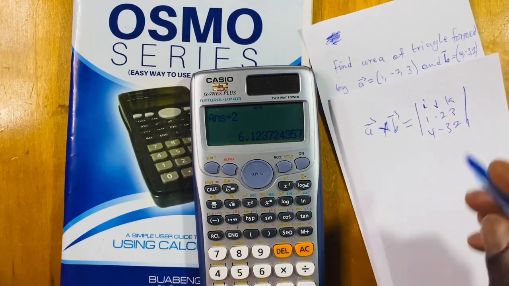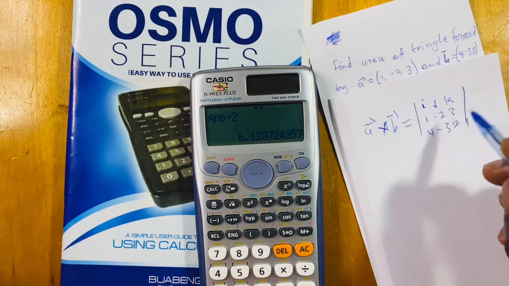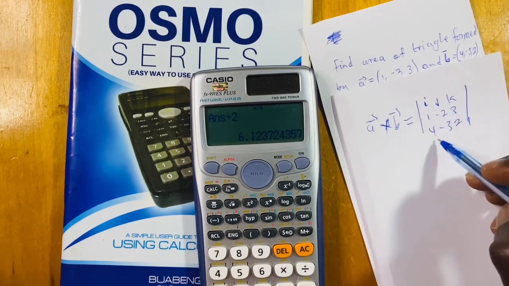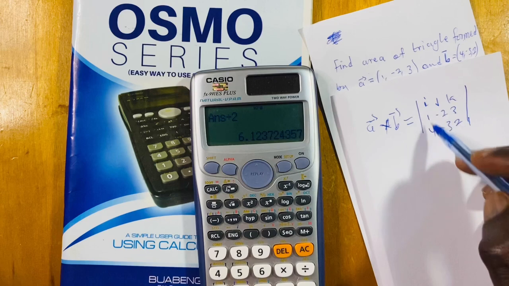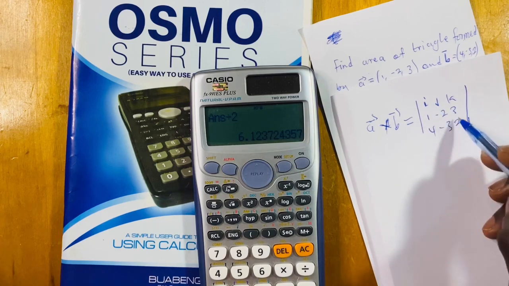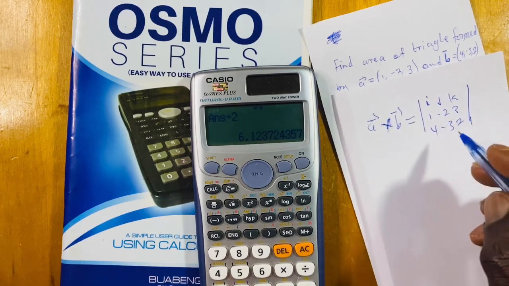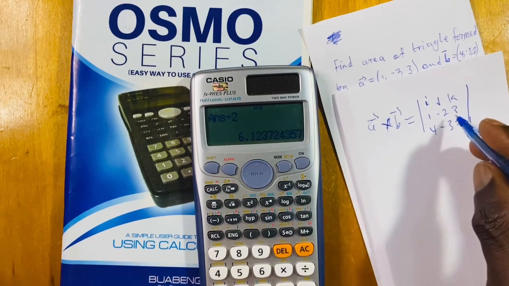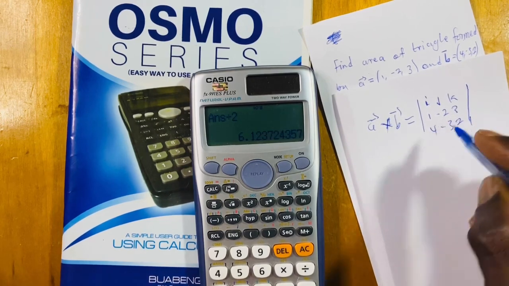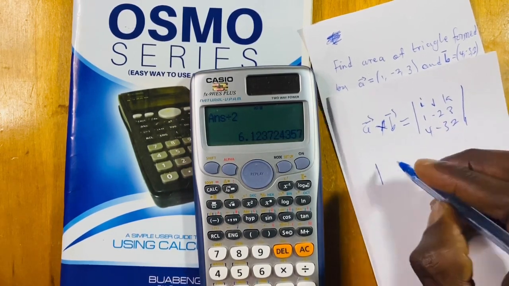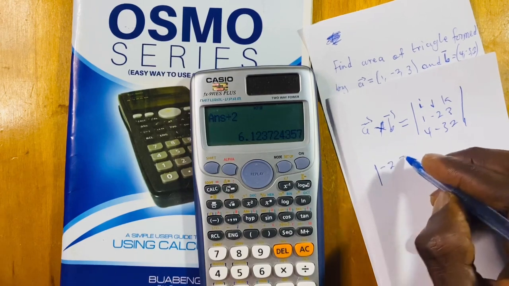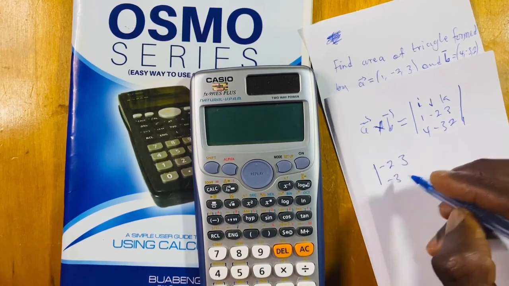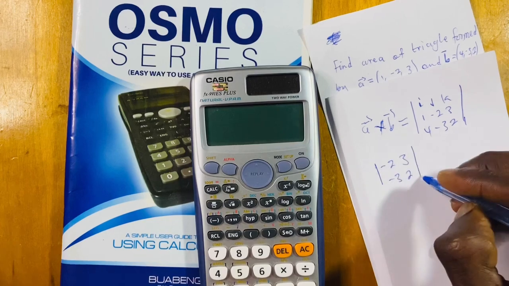Now what we have to do is take I, then this line of I will go out, will become silent, and we'll pick the values here. This is the values that we will take. So we will take -2, 3, -3, and 2.